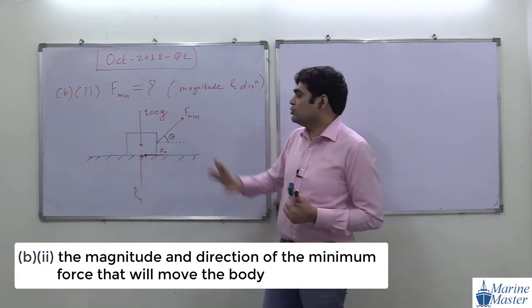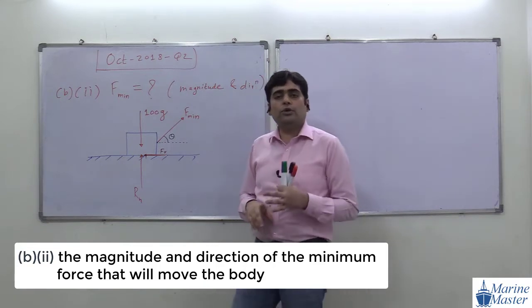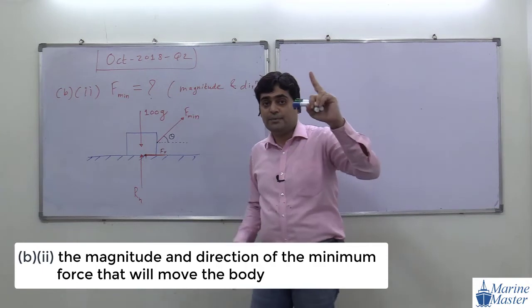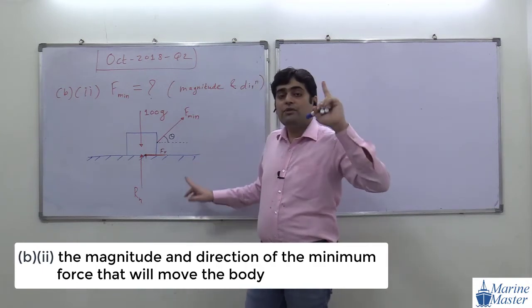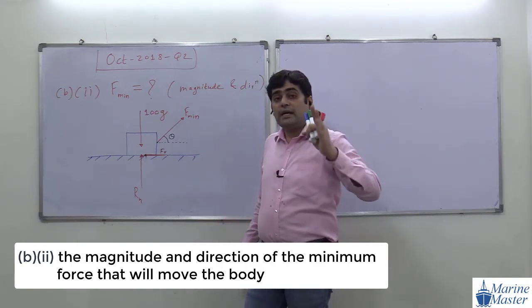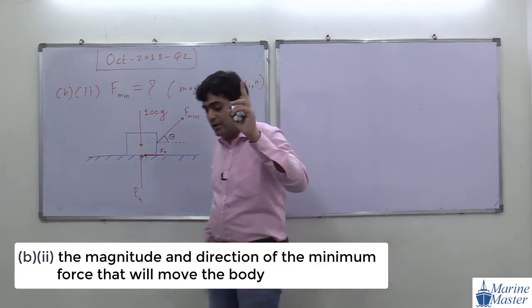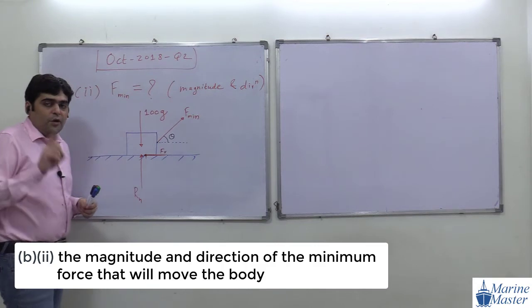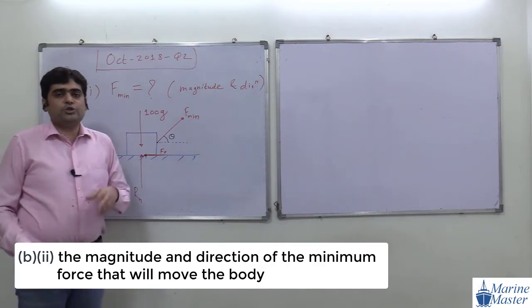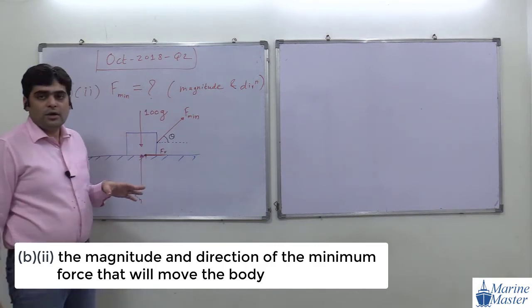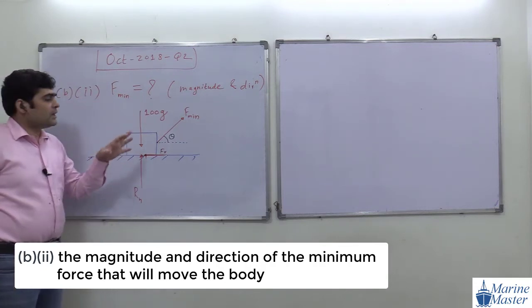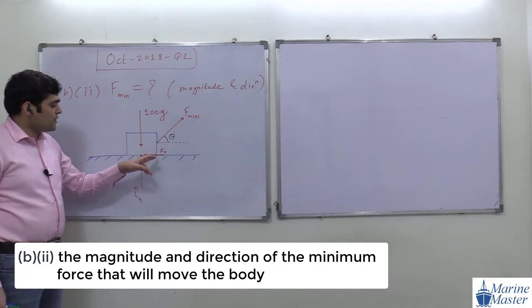We are going to use the force vector diagram method. See the point here. Now how to use it? For using the force vector diagram, there should be three forces. But here, how many forces do we have? Four forces.